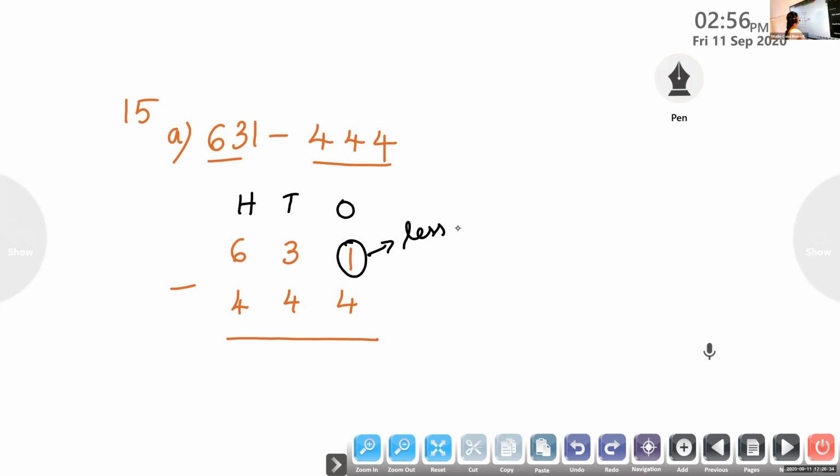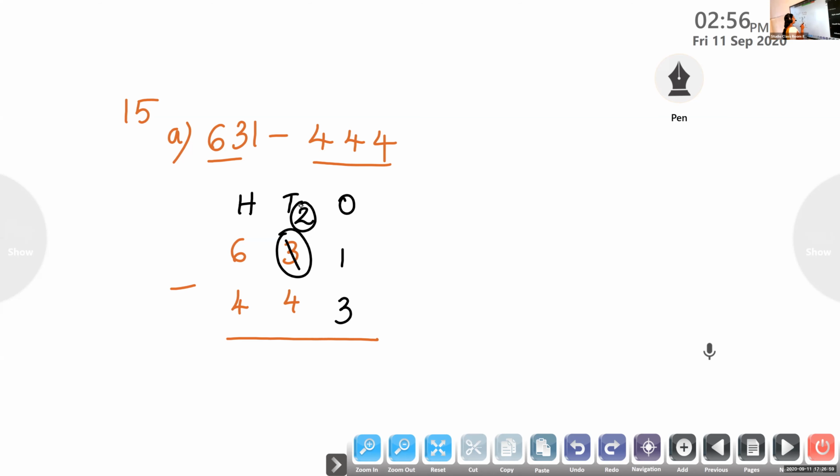We have to borrow from 3 tens. From 3 tens we are going to take 1 ten, and that 1 will go to the ones. So 3 minus 1, what will we get? Here 3 will become 3 minus 1, which is 2. So 2 tens are now remaining.